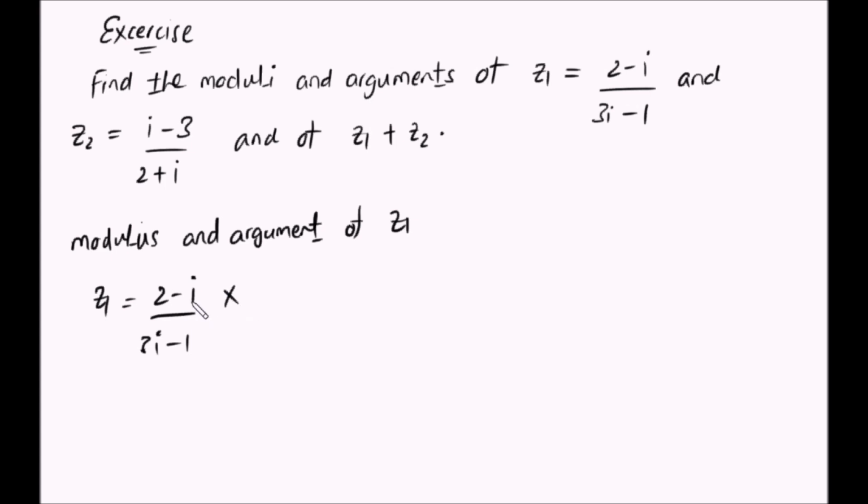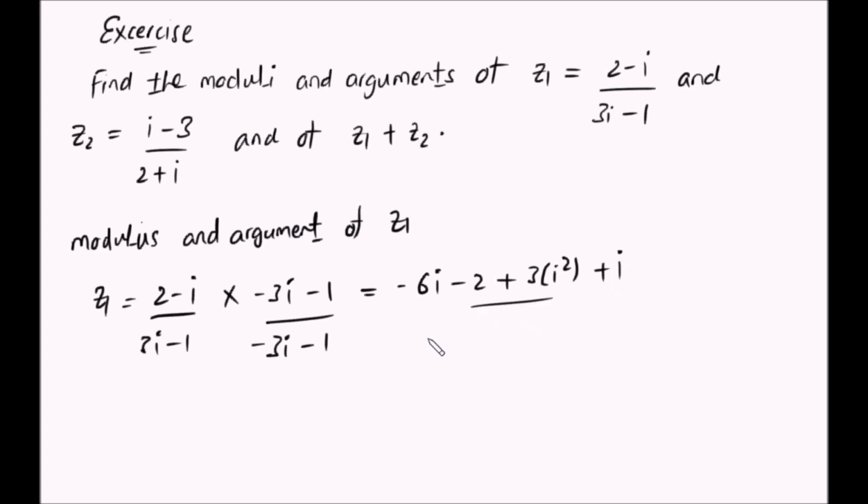So to simplify this, I'll multiply with the conjugate of the denominator. The real part is negative 1, but the imaginary part is 3i. So negate the imaginary part. That's how you get the conjugate. So it's negative 3i minus 1. Multiply the numerator, I get negative 6i minus 2 plus 3i squared, and then we have plus i. All of this over 3 squared plus 1 squared.